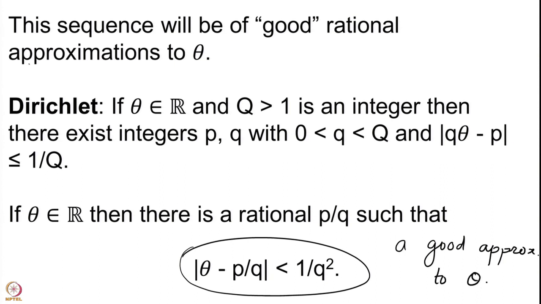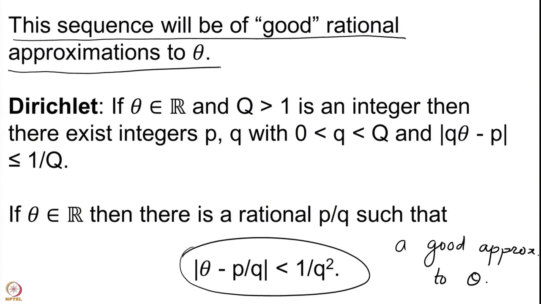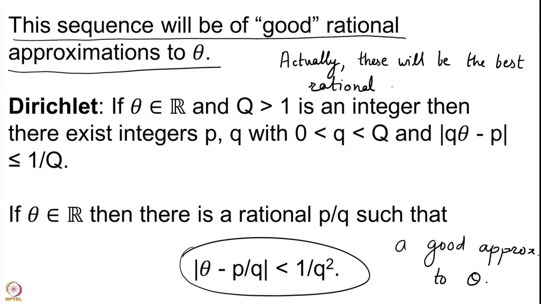So what we are going to do is that the natural sequence that we are going to construct will of course be a sequence of good rational approximations, but we will also prove that these will be the best rational approximations. However, this remark will be explained a few lectures later. So this is something that we are looking forward to in this course, and this is something which is also going to be useful in the solution of the Brahmagupta equations. We will see this in our later lectures.